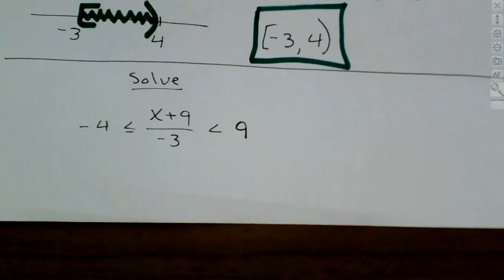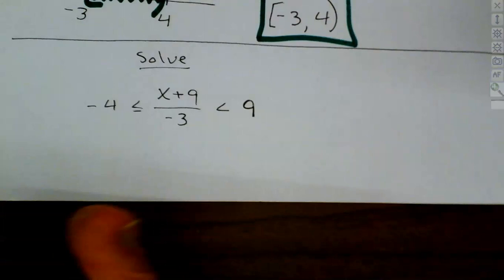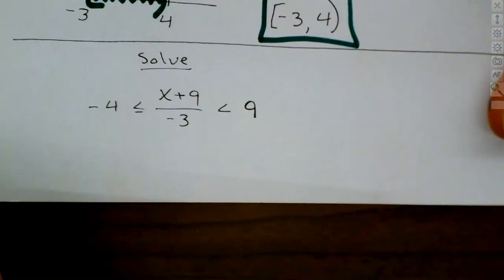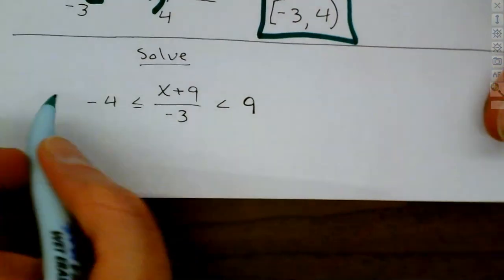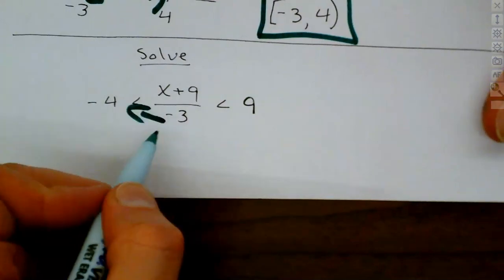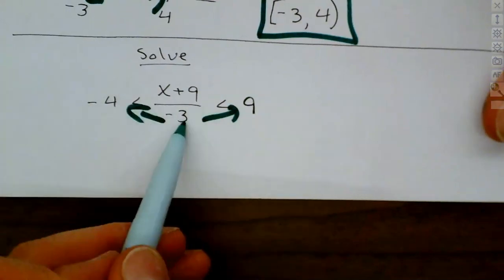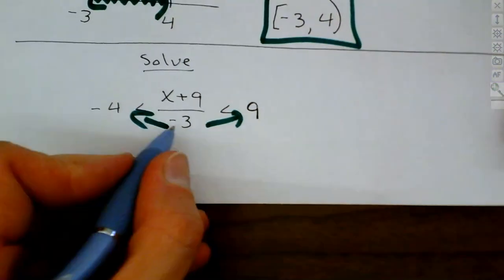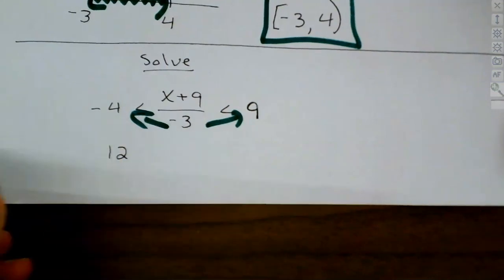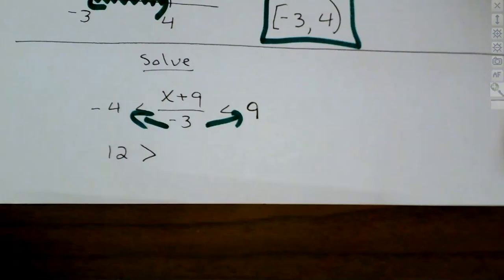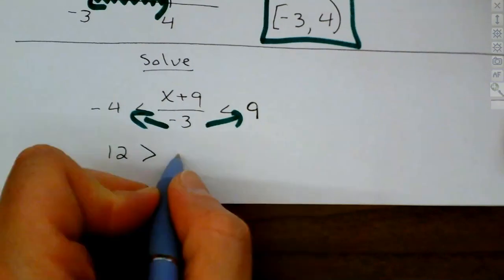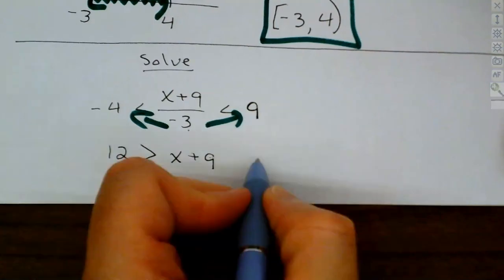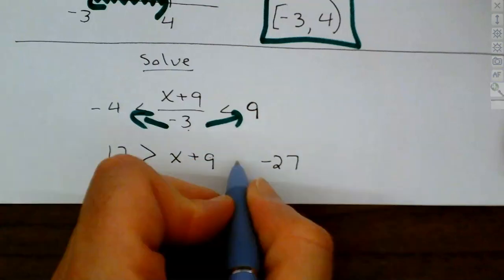How can I clear out these fractions? I can clear out the fractions by multiplying everything by a what? -3. Okay, so that's going to clear it all out. So let's go ahead and do that. You can just basically cross multiply here. So -3 times -4. Well, negative and negative makes it a +12. You multiplied by a negative or you divided by it, flip the inequality symbol. Then we have an x plus 9 in the middle, and -3 times +9, well, that's a -27.